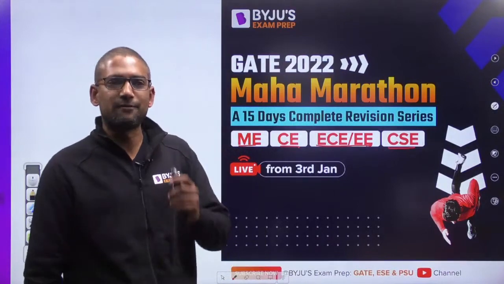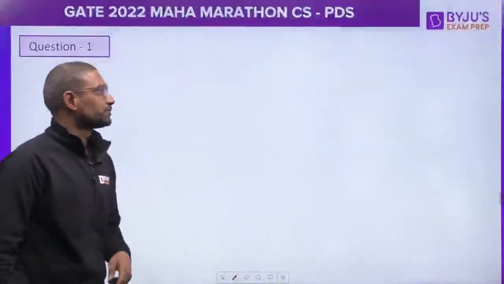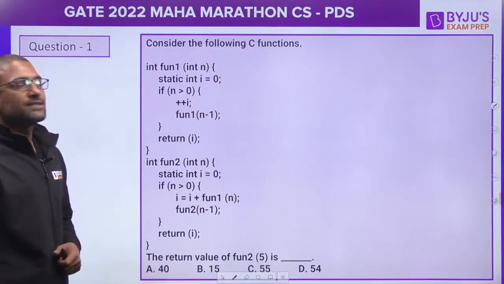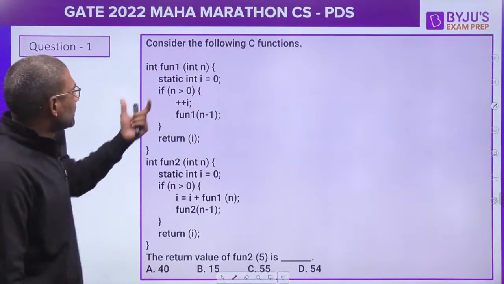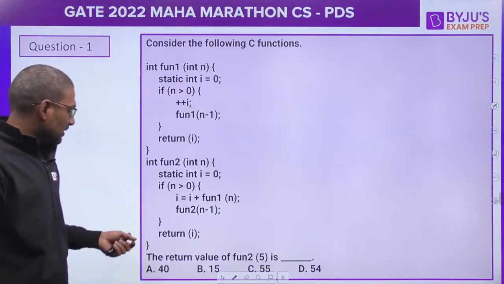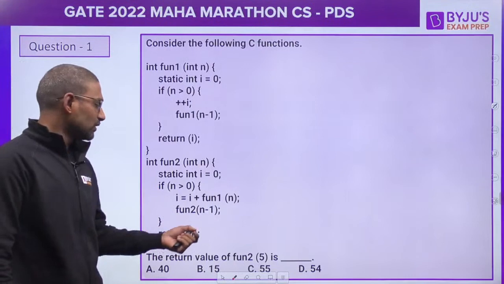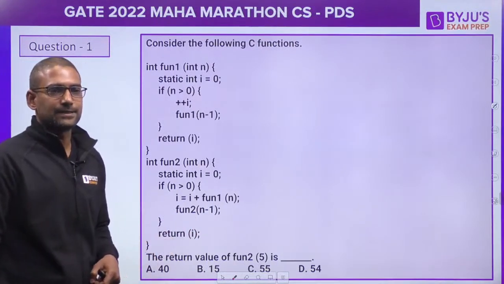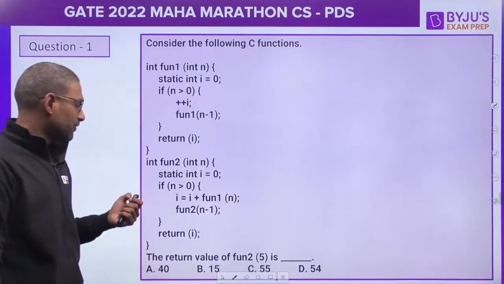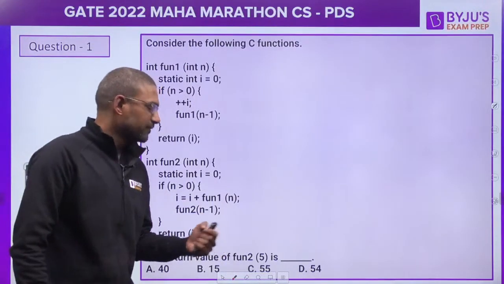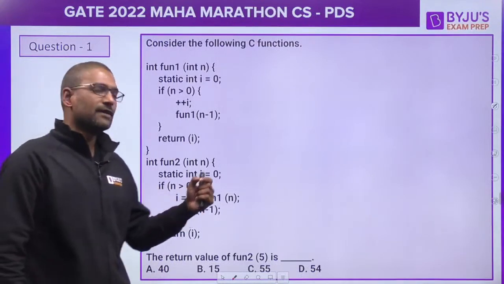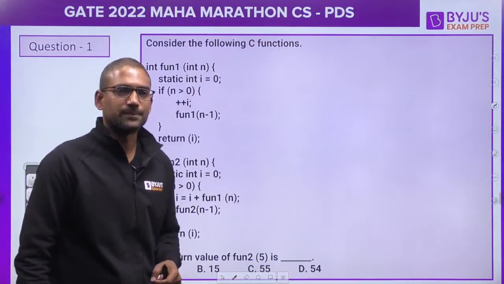So let us start with the very first question on your screen. Consider the following C functions. We have got two functions, int fun1 and fun2. The return value of fun2 of 5 is? Options: 40, 15, 55 and 54.